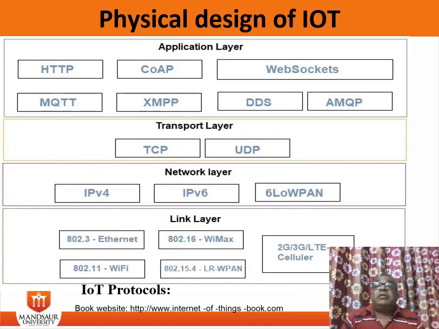Next, another is MQTT. MQTT is an M2M Internet of Things connectivity protocol. It was designed as an extremely lightweight publish-subscribe messaging transport, useful for connections with remote locations where a small code footprint is required and network bandwidth is at a premium. Now the XMPP, that is Extensible Messaging and Presence Protocol.